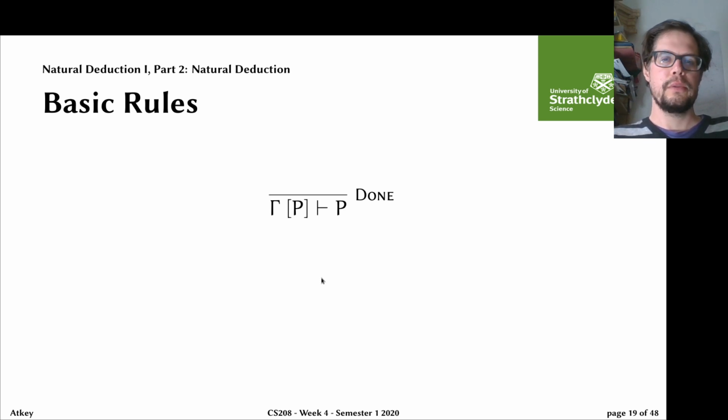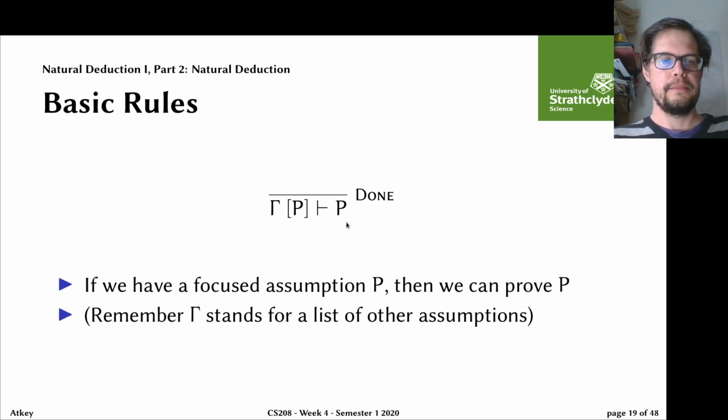The first rule says that if we focused on some formula P, then we can conclude it over here. So this says, assuming some things in gamma, and remember gamma is just some list of assumptions, and a focused assumption P, then we can conclude P. This is basically saying, if we assume P, we can conclude P. So if we have a focused assumption P, then we can prove P. Now remember that gamma stands for a list of other assumptions.